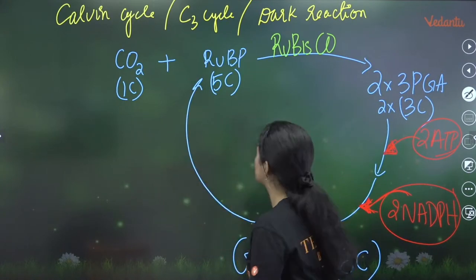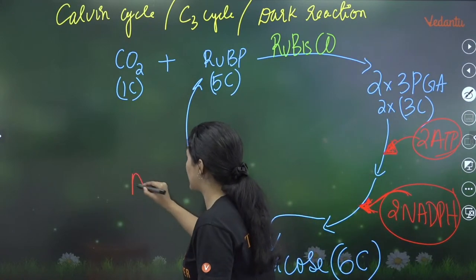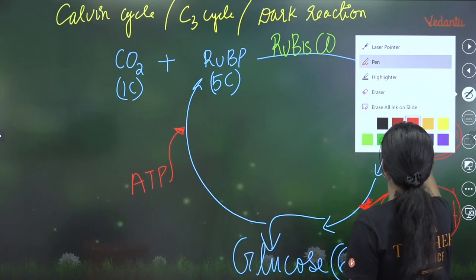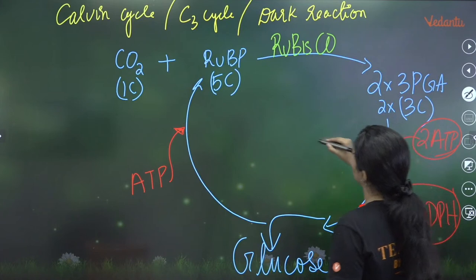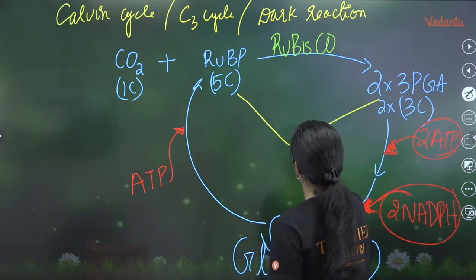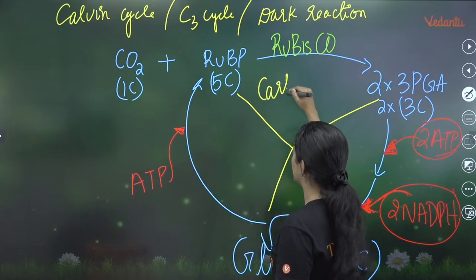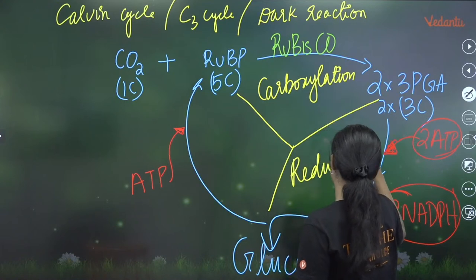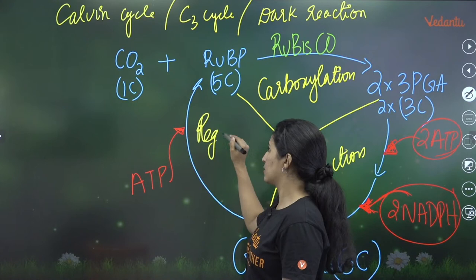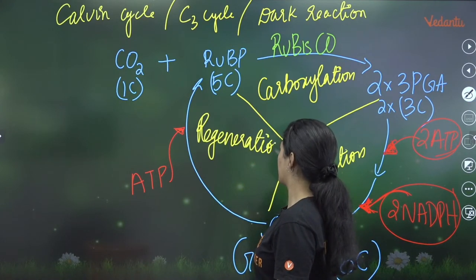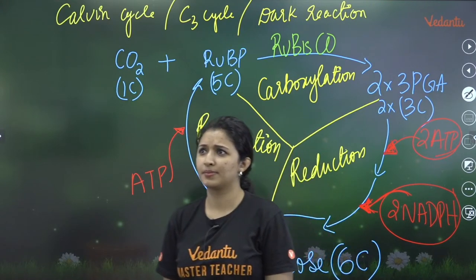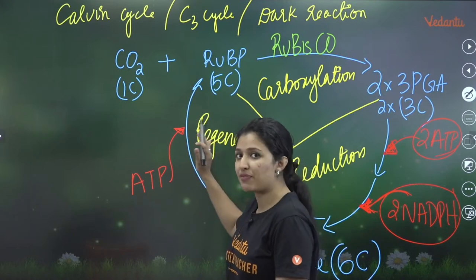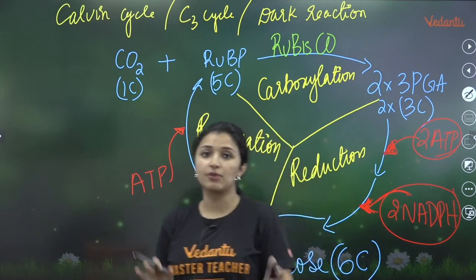This process is called regeneration, and here also they use a molecule of ATP every single time. Okay, so we have 3 parts to this process. We have carboxylation, we have reduction, and regeneration. Three steps, okay? But here, if you look at this process, now the numbers are not matching.